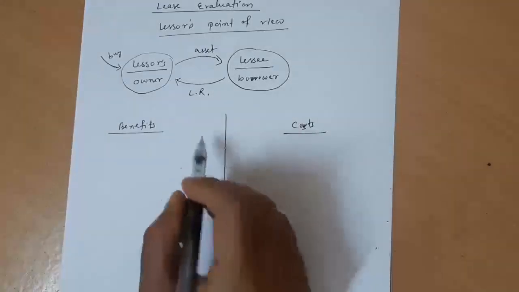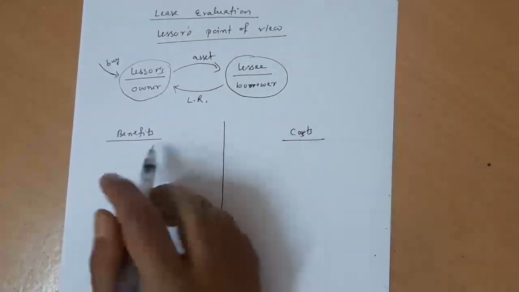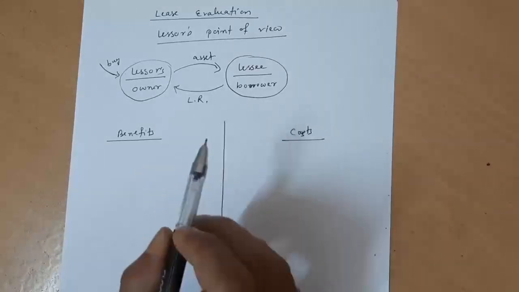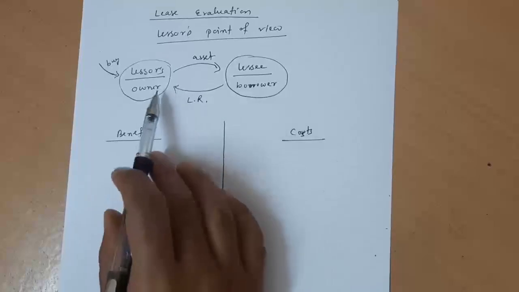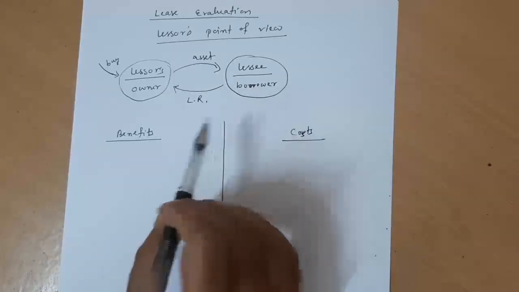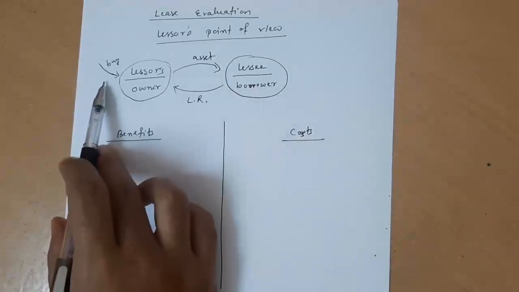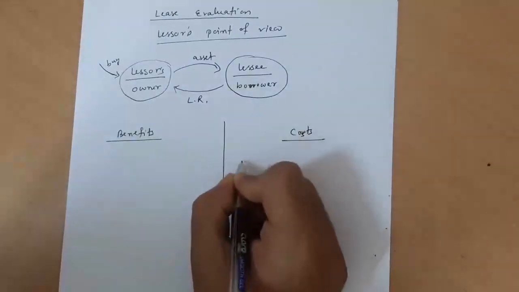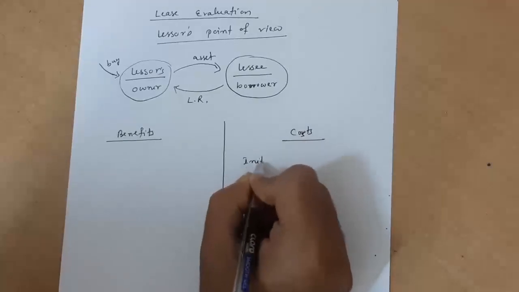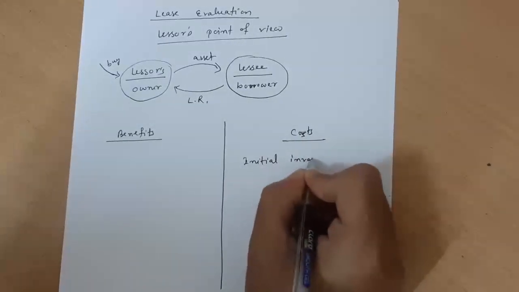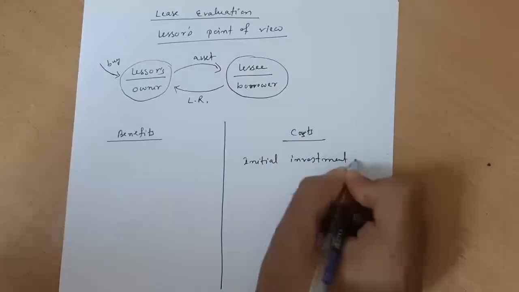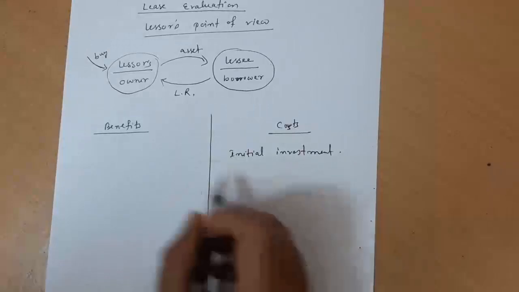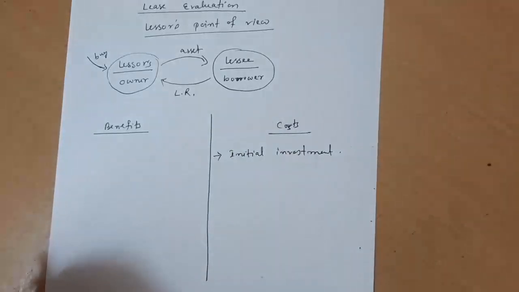So now we'll be looking into the benefits and the cost of the lessor when he is going to lease the asset. Now see, whenever a lessor is going to lease the asset, the first thing is that he needs to buy the asset. So whenever he buys the asset, he will be having the first cost, that is the cost of the investment, the initial investment, you can say. That is the amount of money he will be paying to buy the asset. This is the first cost you are having.